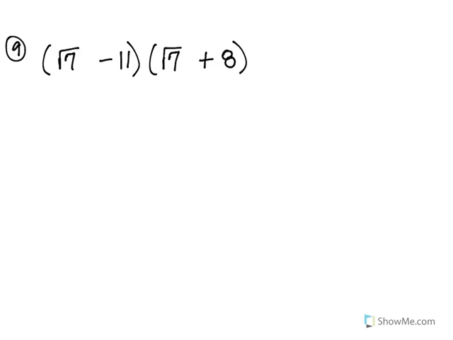Let's look at number 9. If we were to have the square root of 7 minus 11 in the first parenthesis and the square root of 7 plus 8 in the second parenthesis. So when we multiply square root of 7 times the square root of 7, that's just going to be 7. Okay? You can write 49, and then you got to know it's going to be 7. I'm taking out a step. That's 7. Square root of 7 times 8.